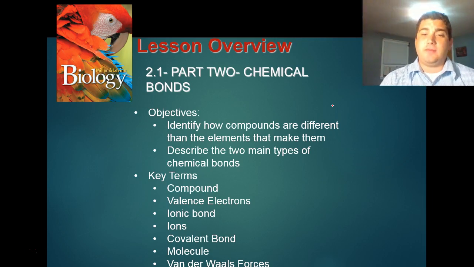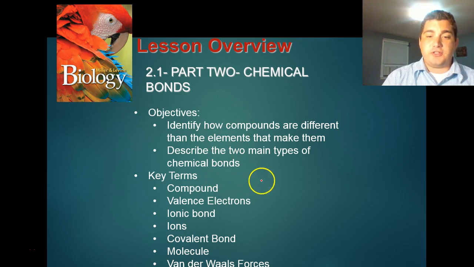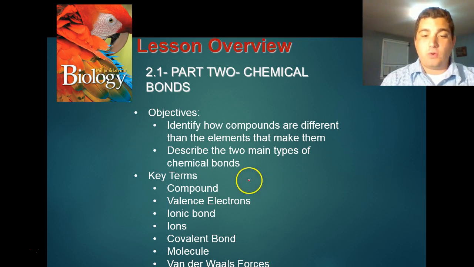By the end of this lesson, you should be able to identify how compounds are different than the elements that make them up, and describe the two types of chemical bonds. You should also know all these key terms down here by the end. If you want to take a screenshot right now so you have them, that'd be cool.